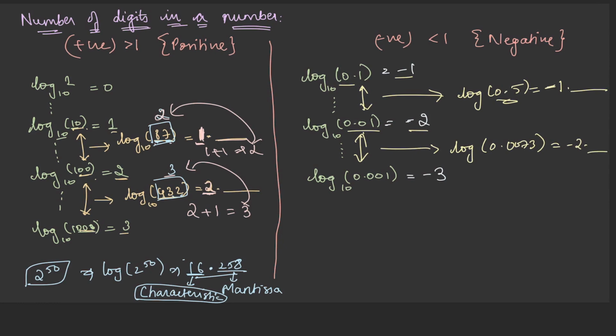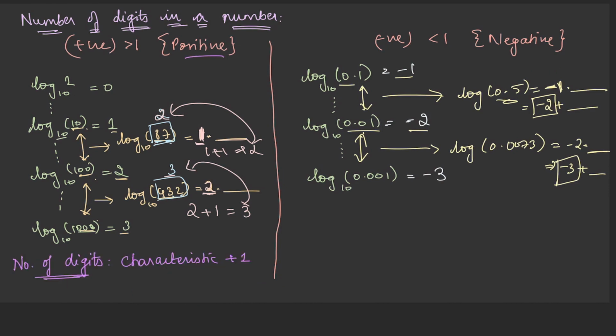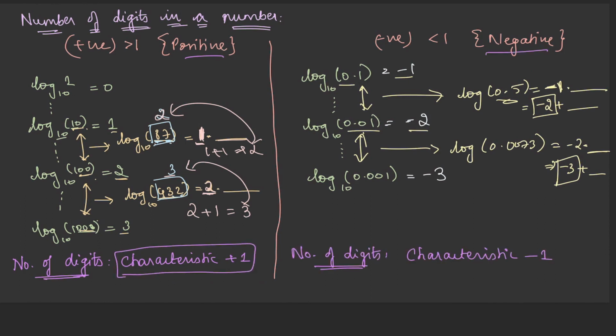So directly, this minus 2 is the number of digits in the given question, and here minus 3 is the number of digits. If you observe, it is characteristic minus 1. The number of digits in a positive number is characteristic plus 1. The number of digits in a negative number is characteristic minus 1.